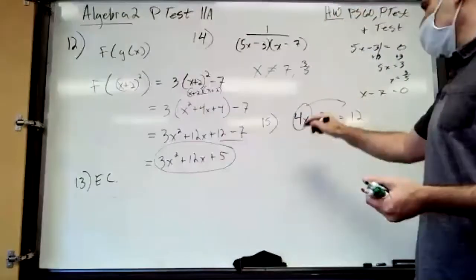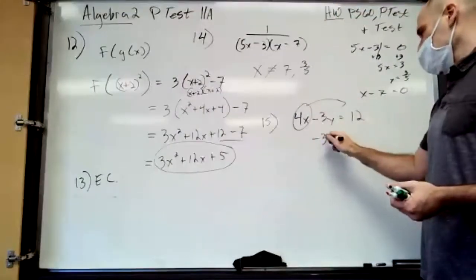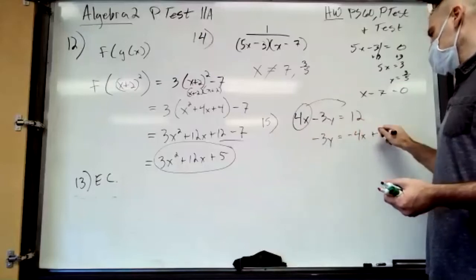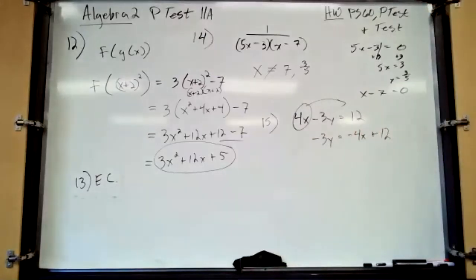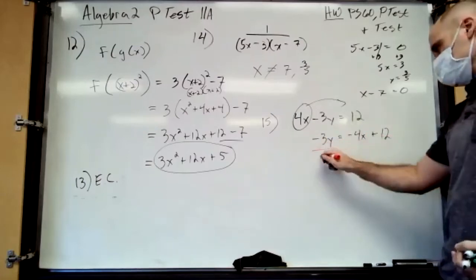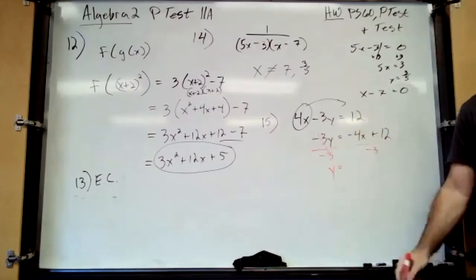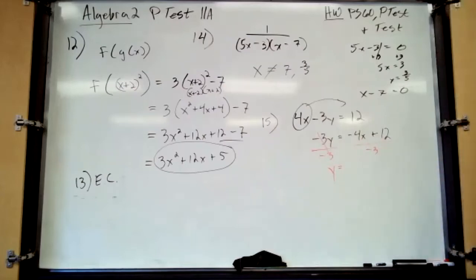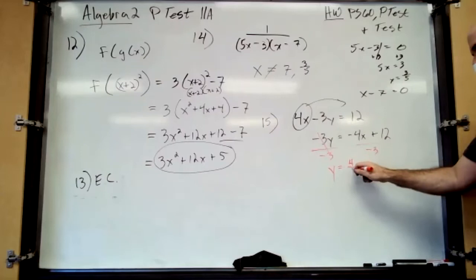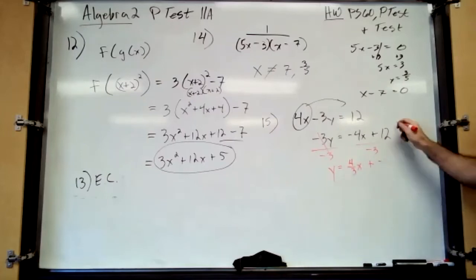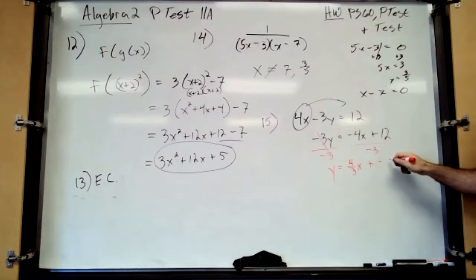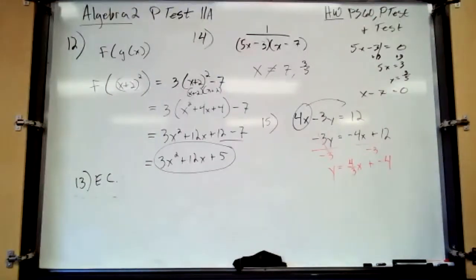I'm going to get that 4x over there first. So I'm left with negative 3y equals negative 4x plus 12. So far, so good? All right, now how do you get rid of that negative 3? Divide by negative 3. So divide both of these terms by negative 3. What's a negative divided by a negative? Positive. So this is 4/3 x plus negative 12 divided by negative 3 is negative 4. So what's our slope and what's our intercept? Slope is 4 over 3, and the intercept is negative 4.